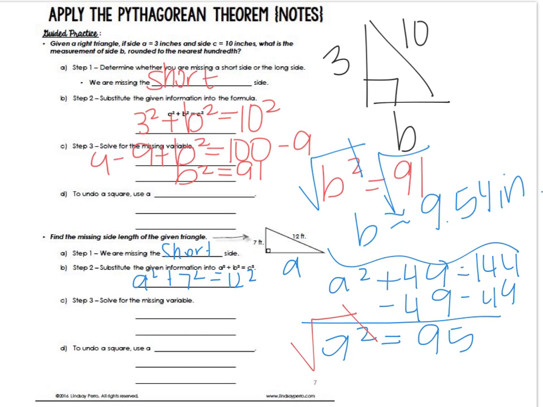I'm going to subtract 49 from both sides, and I get A squared equals 95. I'm going to take the square root. So A is about 9.75 feet. So you should have another sheet of paper out. We're just going to do a couple more with your partner and then on your own, and then you guys can get started on the homework.